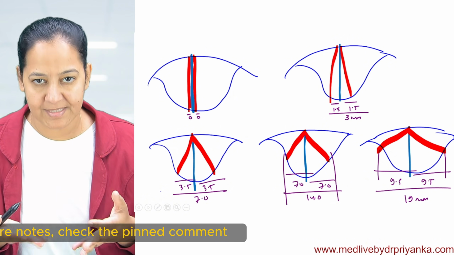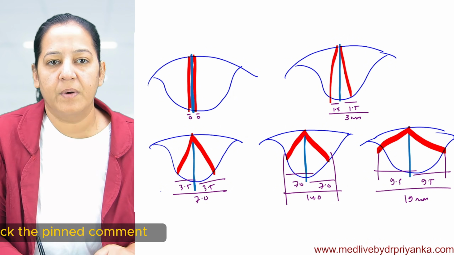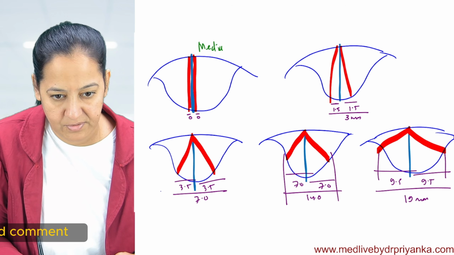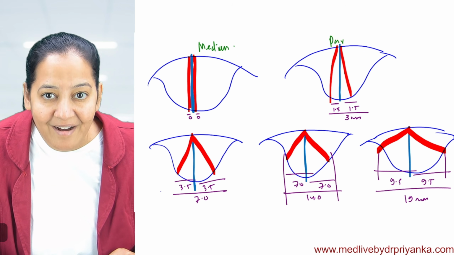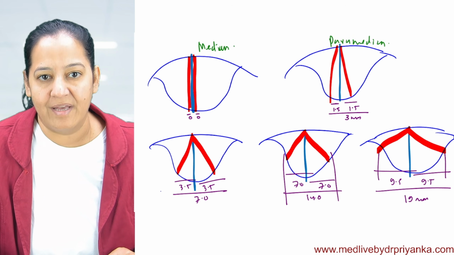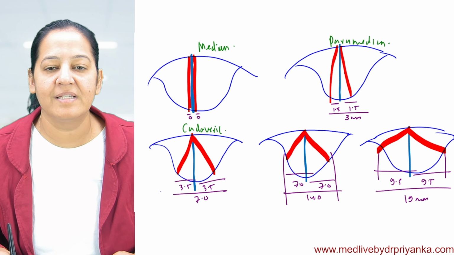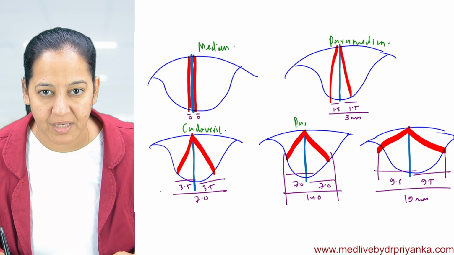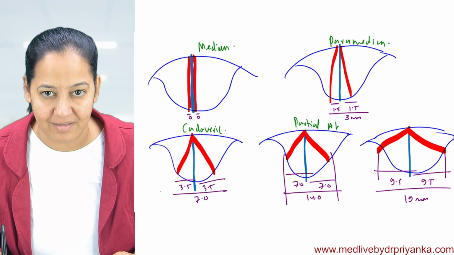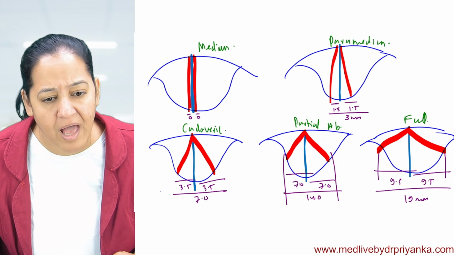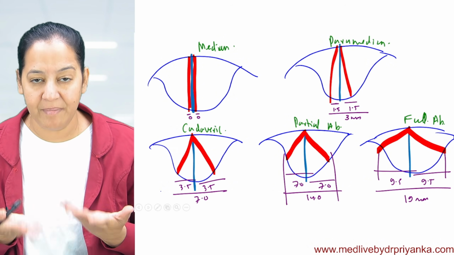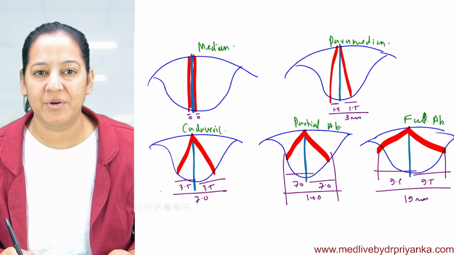Now, can you tell me the names of these? This one is known as median. This one is known as paramedian. This one is known as cadaveric. This one is known as partial abduction and this one is full abduction. Now tell me which one is required when?